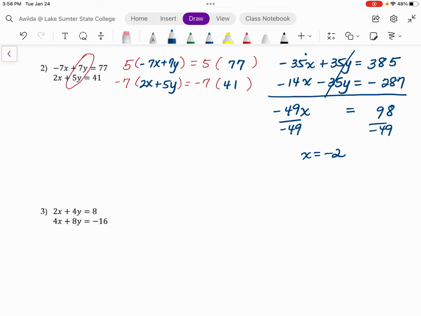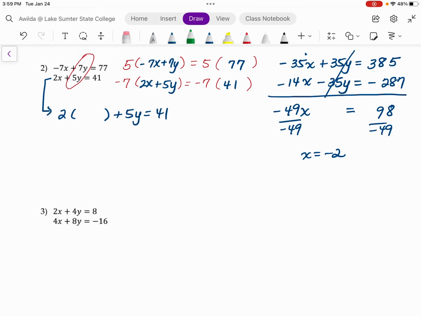Now we can solve for the corresponding y-coordinate by using either of the two original equations. It's not going to matter which one you choose. Let's just choose the second equation because the numbers are smaller, right? The coefficients are smaller, and the 41 is smaller than the 77. It really doesn't matter. So using the second equation, we have that 2 times whatever x stands for plus 5 times y must equal 41.